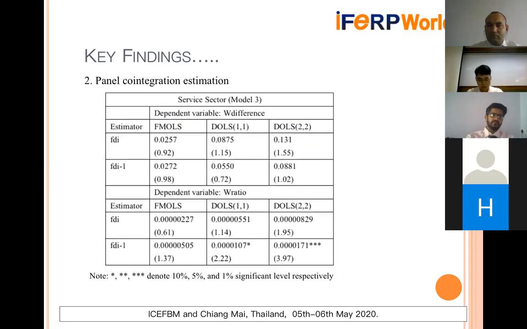For the service sector, when using the wage difference as the dependent variable, both estimated coefficients of FDI and FDI minus 1 will be positive, but they were not statistically significant at any level. While using the wage ratio as the dependent variable, the estimated coefficients of FDI and FDI minus 1 were also positive. The estimator DOLS for FDI minus 1 was statistically significant at the 10% level and the 1% level, but there is no statistical significance at any level for the FDI. The results suggest that both FDI and the FDI minus 1 will be positive on the wage gap, but only the FDI minus 1 variable was statistically significant.